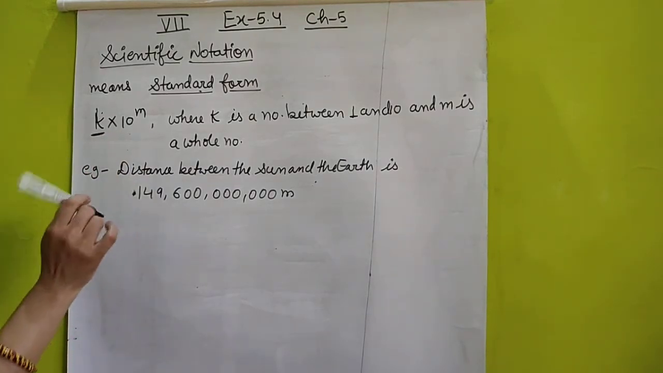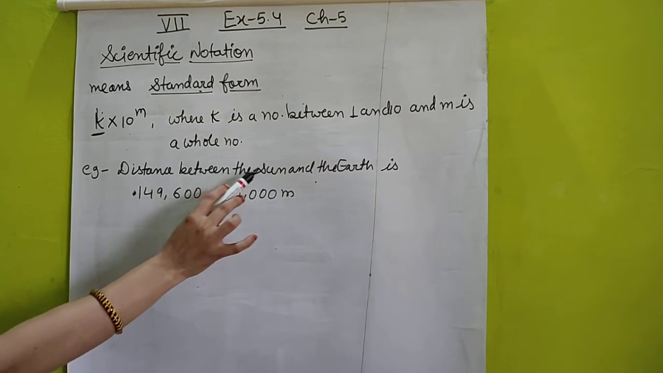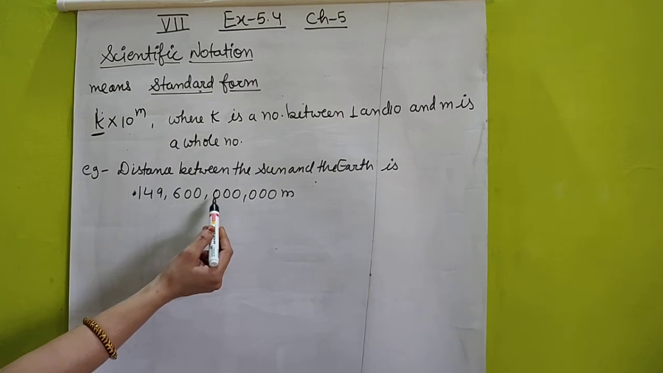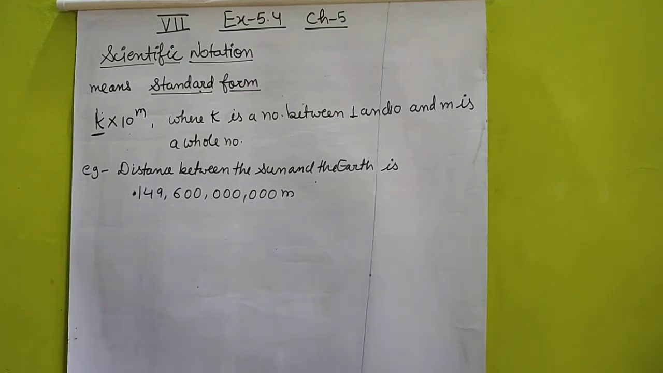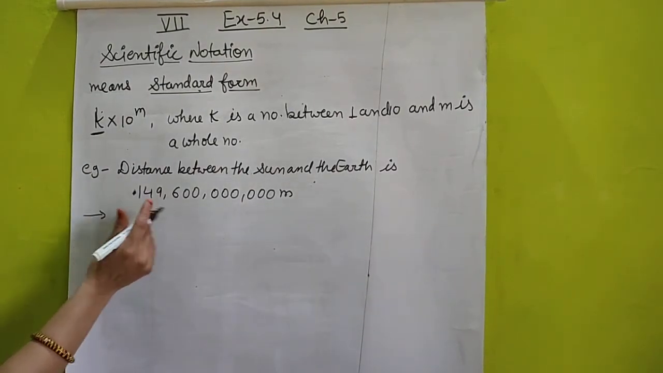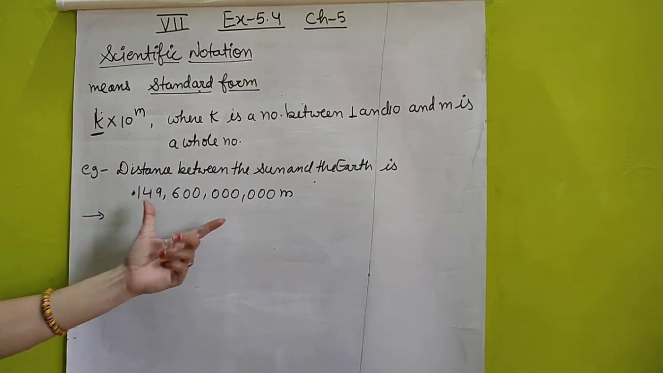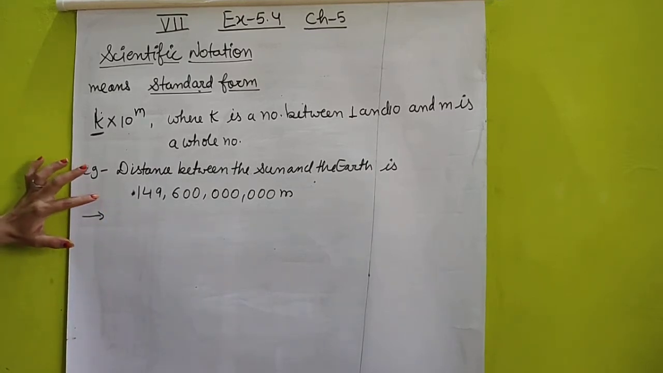So I have written here one example: the distance between the sun and the earth is 149,600,000,000 meters. Students, this is the usual form of the distance between sun and earth. This we are to convert into standard form. Now the question is, why are we converting this into standard form? What is the need? As you can see, this is a very big number. It will take time to read it. So let us learn an easier way to write, and this is the standard form.